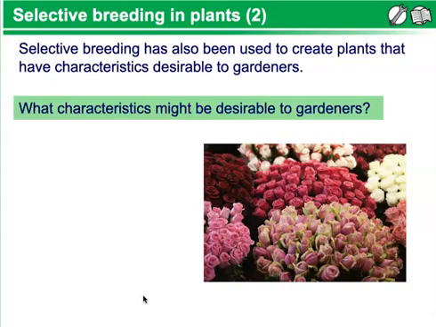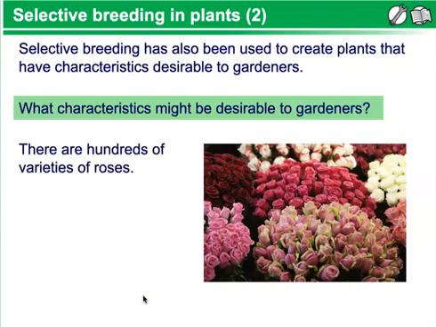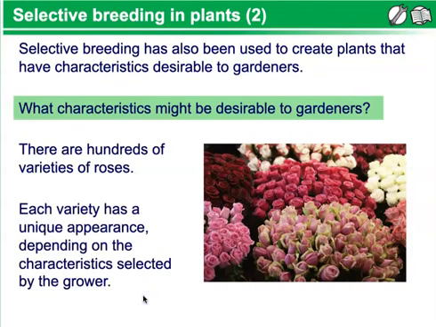Oftentimes, large-headed flowers or color variations are something that gardeners desire. There are hundreds of varieties of roses. Each variety has a unique appearance depending on the characteristics selected by the grower.